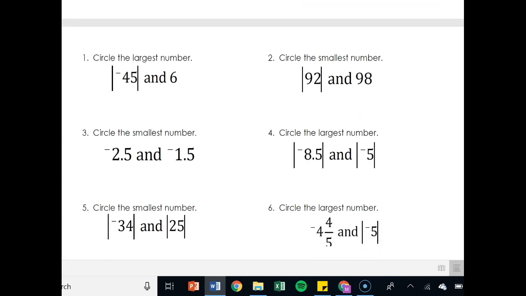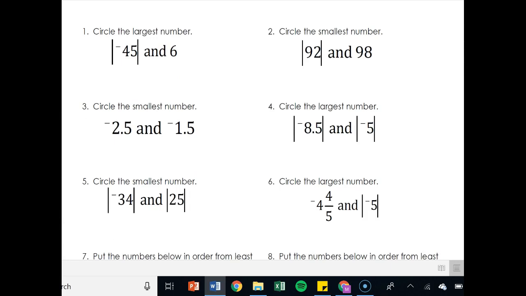They're a little bit more challenging. So it says circle the largest number. So we're comparing here, right? It says the absolute value of negative 45, which is 45, versus 6, right? And so obviously the larger number is 45.